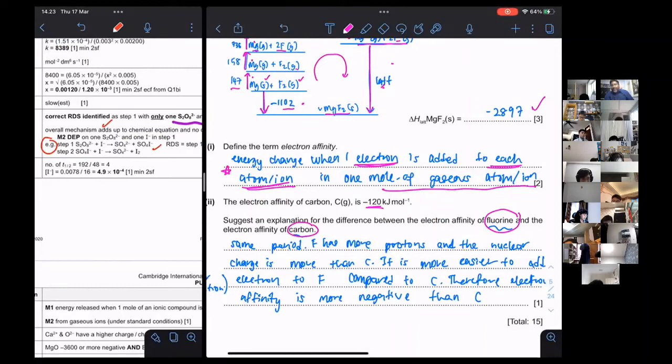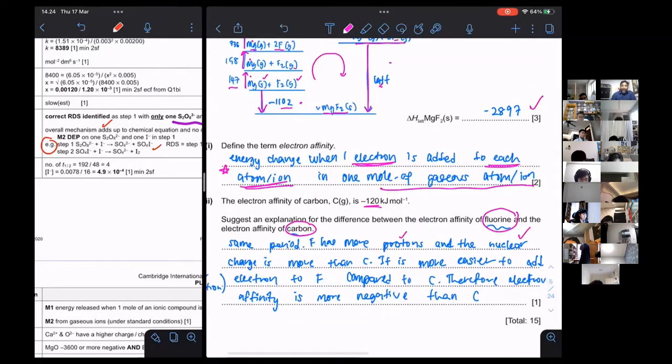If you look at the data booklet, your periodic table, carbon and fluorine are in the same period. When you are in the same period, fluorine is more towards the right of the periodic table, group 17, and carbon is group 14. So we know that fluorine has more protons compared to carbon. More protons means more nuclear charge, more positive in the nucleus.